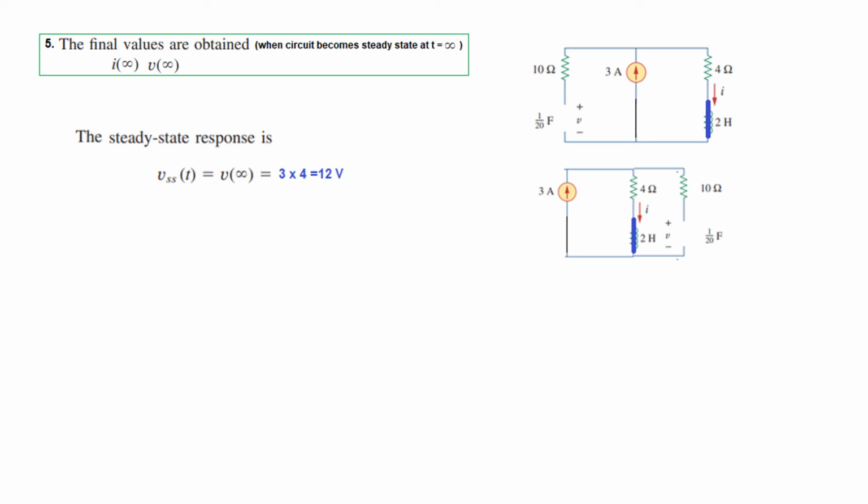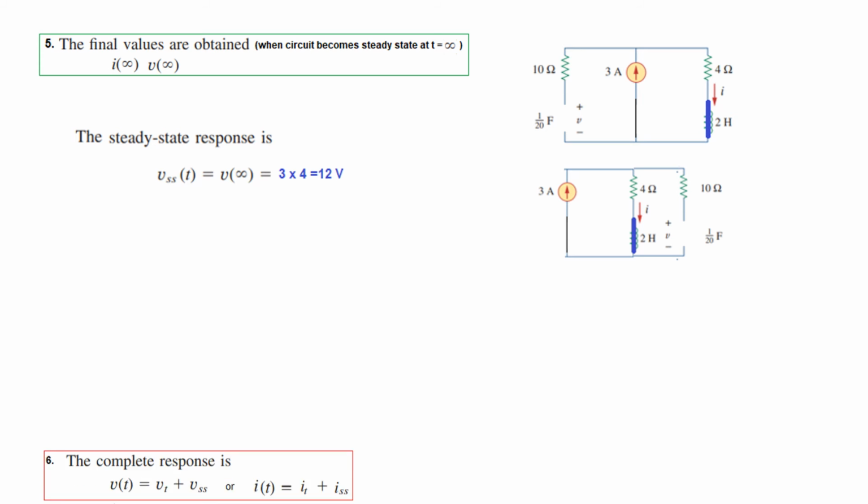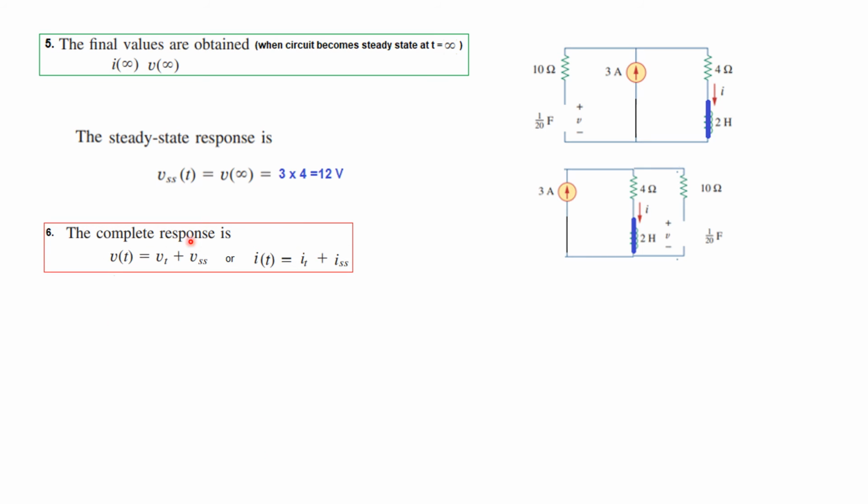So we have found the natural response and we have found the steady state response. So we can find the complete response now, which is V transient or V natural plus V steady state, and the same for the current. So the complete response in our case will be: V steady state is 12, we have got that from here, and V transient or V natural we got in the previous slide. So this is the complete solution. Now what is left is to find the values of A and B.